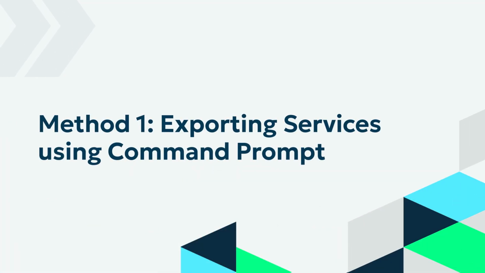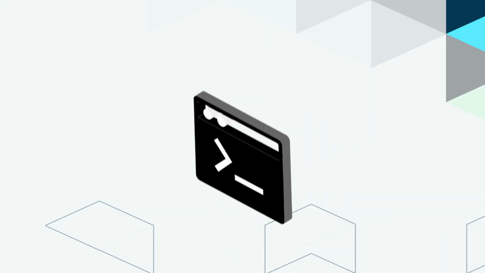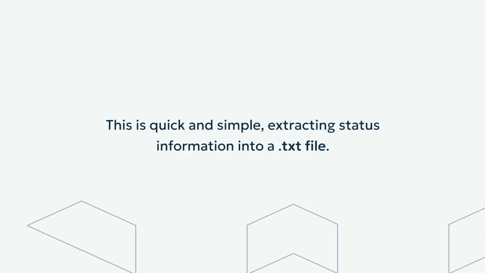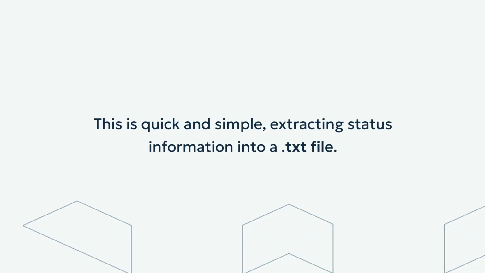Method 1. Exporting services using Command Prompt. The first method uses Command Prompt, best for individual users or environments with restricted scripting. This is quick and simple, extracting status information into a .txt file.